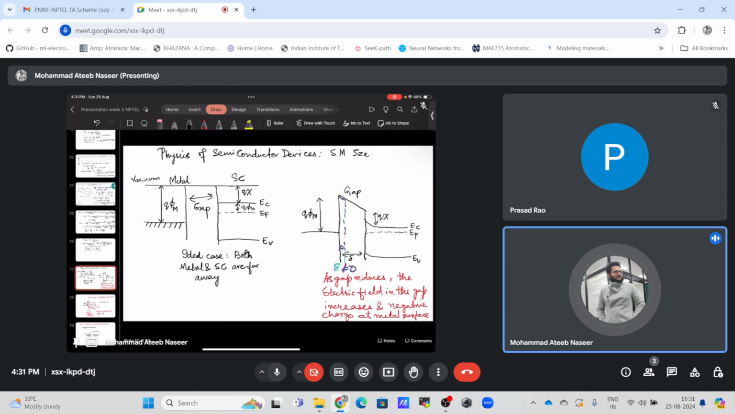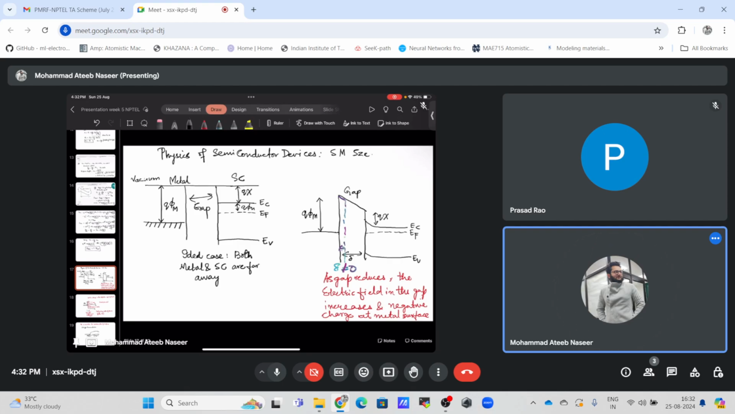And because of these interface traps and interface states, there is also the Fermi level pinning that is happening. Whenever we study this metal semiconductor junction, we say that this barrier ideally will be simply phi ms, phi m minus phi s. But in reality, the interface states, whenever they come into the picture, pin the Fermi level at some particular value, and as a result we are not able to get the ideal Schottky barrier.